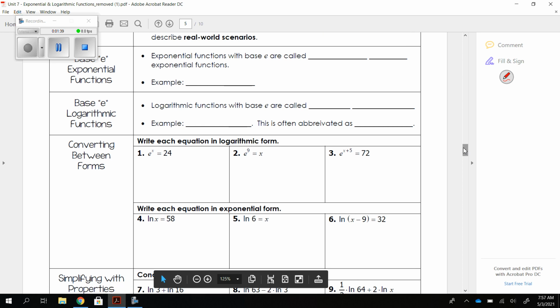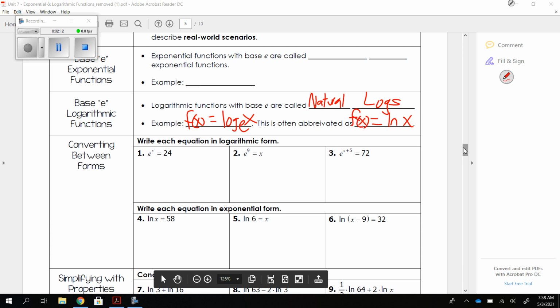Then it says log functions with base e are called natural log, or you can write out logarithmic. An example of this is f of x equals log base e of x. This is often abbreviated as f of x equals ln x. So if you see that, that's the same thing.